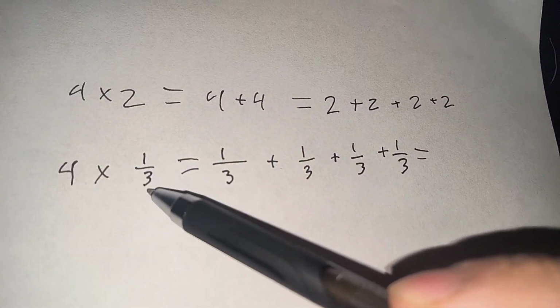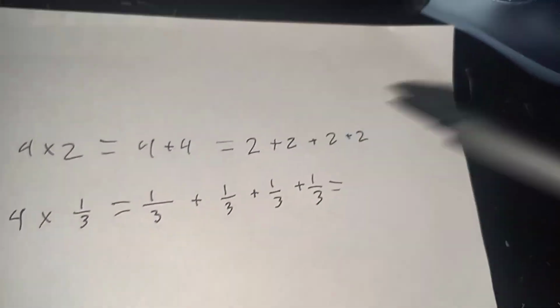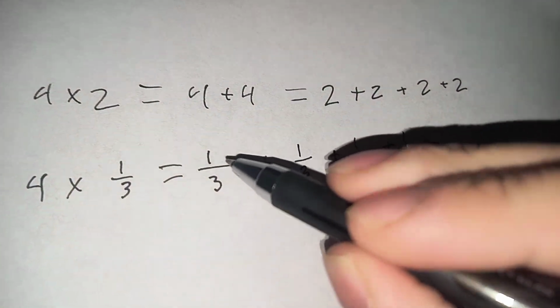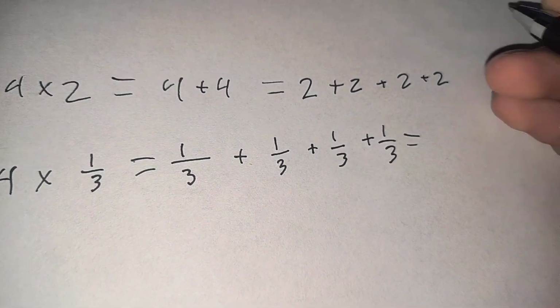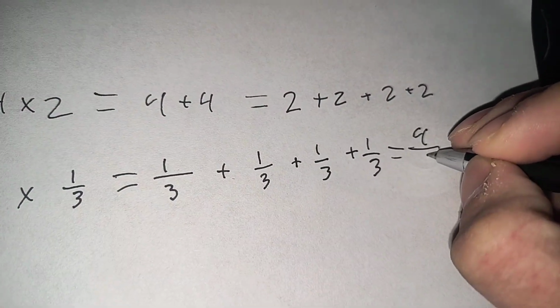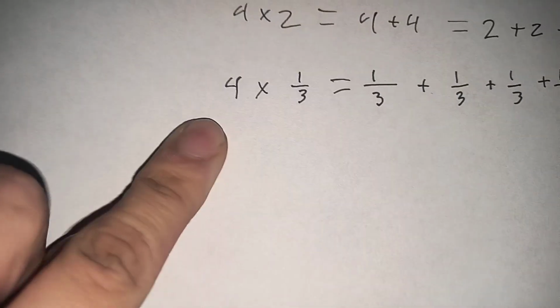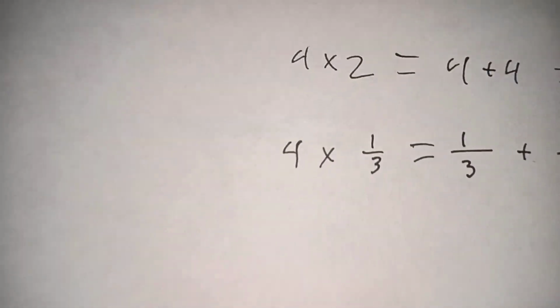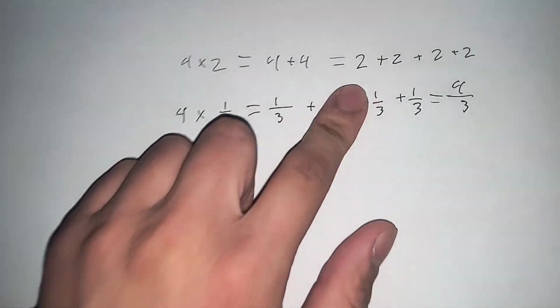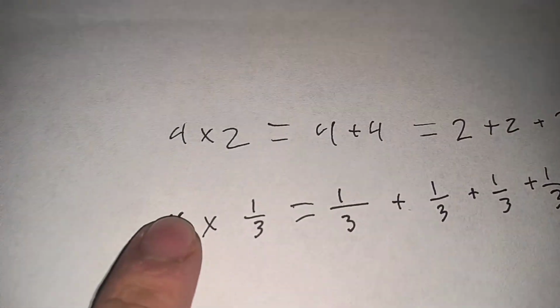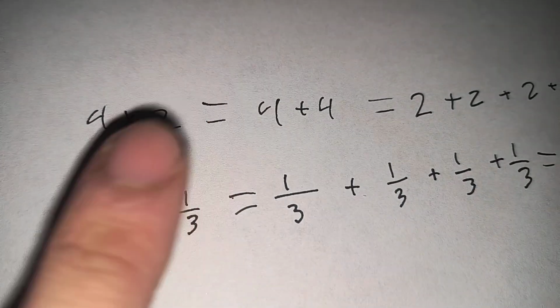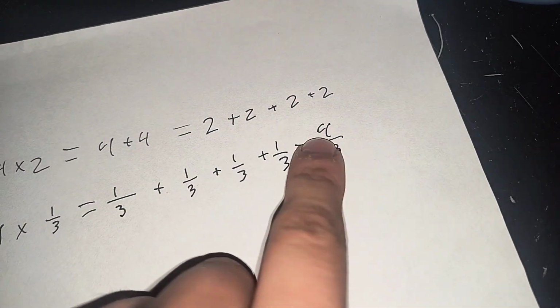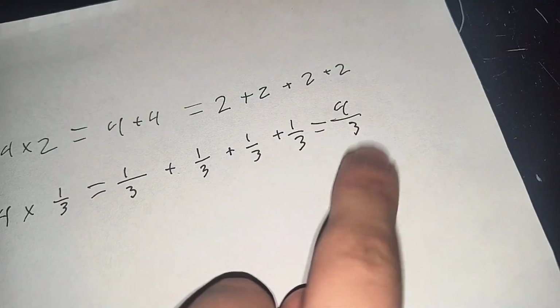But yeah, I could do 1 over 3 four times, adding 1 over 3 four times, which would be equal to, since they all have the same denominator, 1 plus 1 plus 1 plus 1, which is 4, and then keep the denominator the same. And that's what 4 times 1 over 3 would be. But you also notice that it is 4 times 1 too. Look, 4 times 1 is 4, and then over 3.